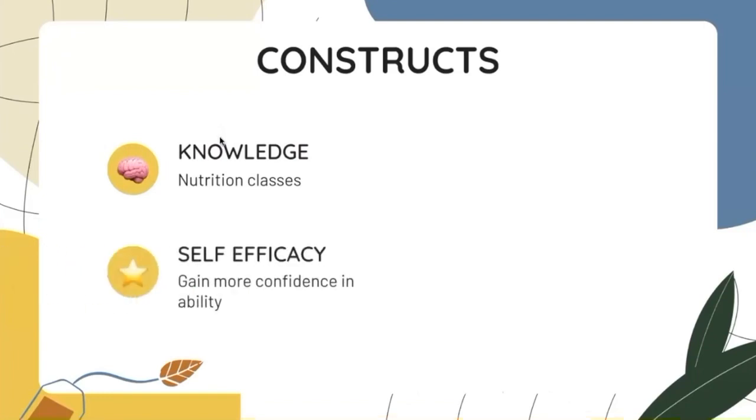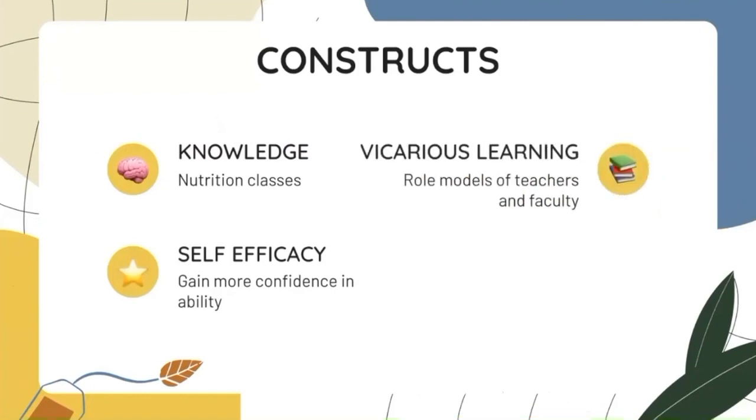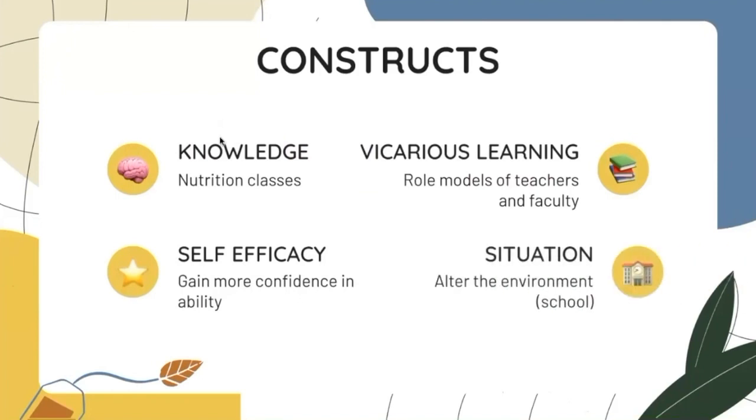The first construct is knowledge, which is targeted through nutrition classes that will be required for students to take. The second is self-efficacy, in which the students will gain more confidence in their cooking skills and it will not seem as challenging anymore. The third is vicarious learning, in which the teachers and faculty will act as role models while teaching the nutrition and culinary classes. The last is situation, in which the environment will be altered.